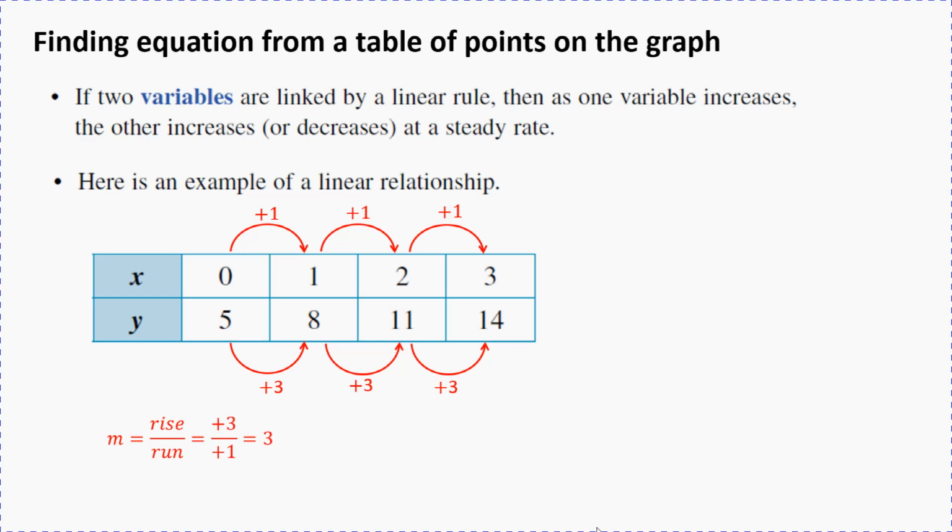So from the table, you can find the gradient. Gradient equals rise over run. Rise means the change in y. Run means the change in x. So plus 3 divided by plus 1. So it's 3.